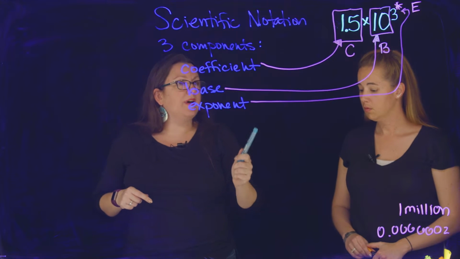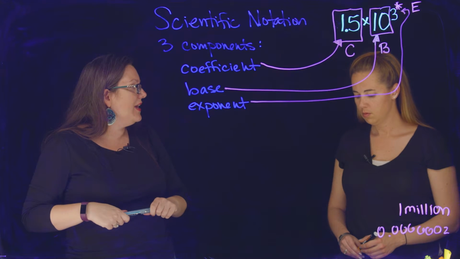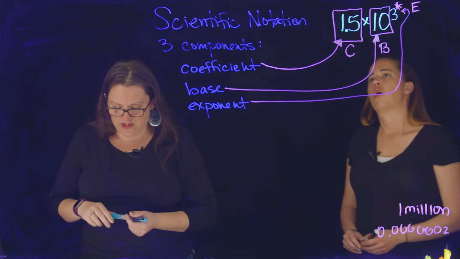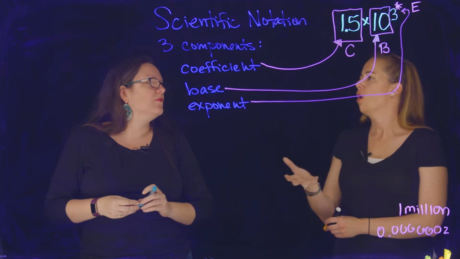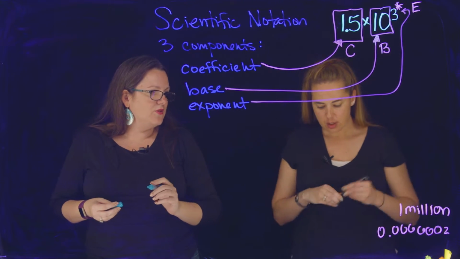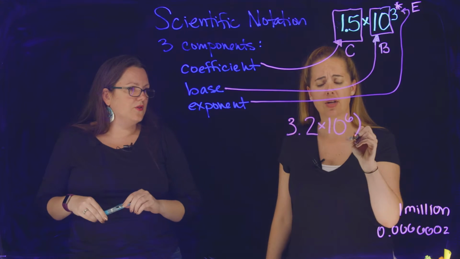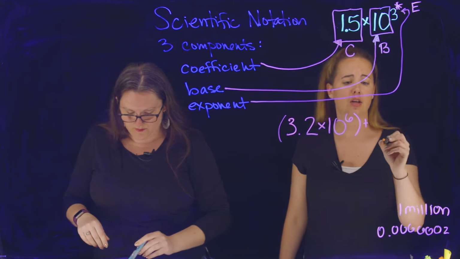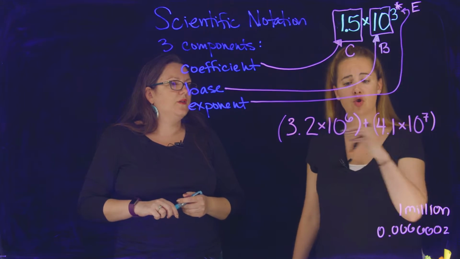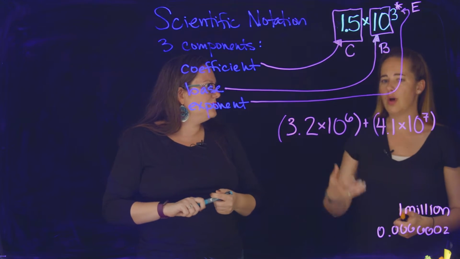We need to be able to represent values in scientific notation, and we also need to be able to perform a couple types of calculations. So what type of calculation might I need to do, Christy? What if you had to add 2 large numbers that were in scientific notation? Okay, that's something that we might have to do. So let's say 3.2 times 10 to the 6th, and I want to add 4.1 times 10 to the 7th. So 2 large numbers, both of them written in scientific notation. How would I, as a scientist, know how to process this?